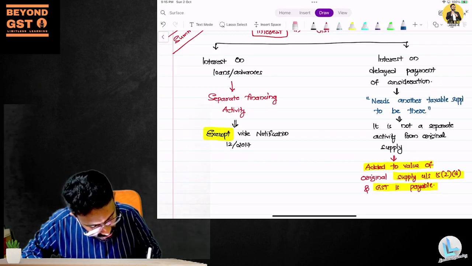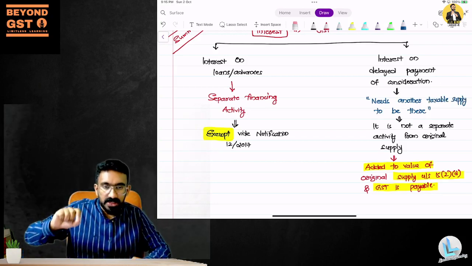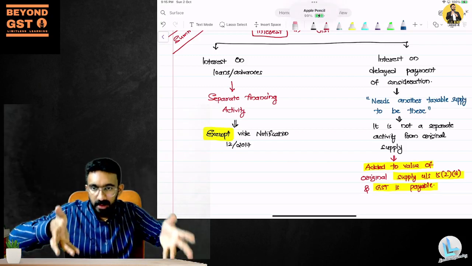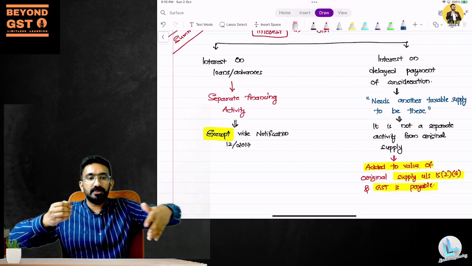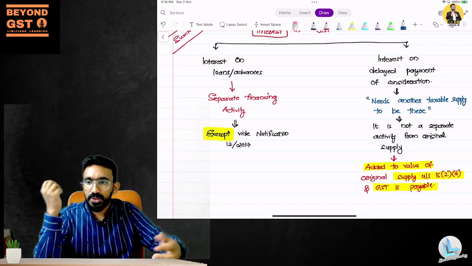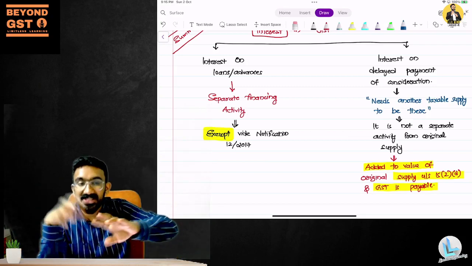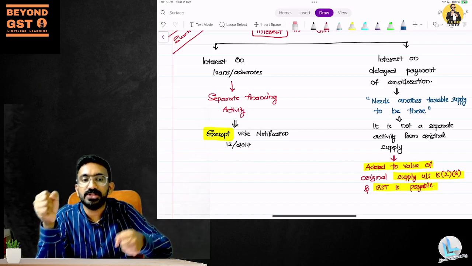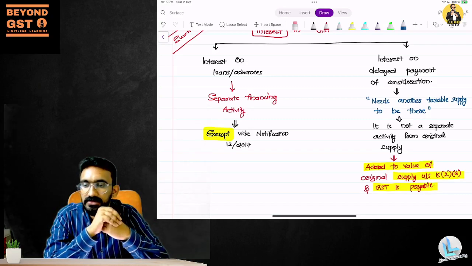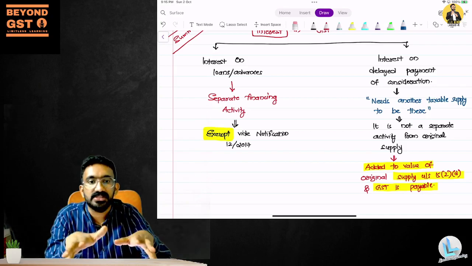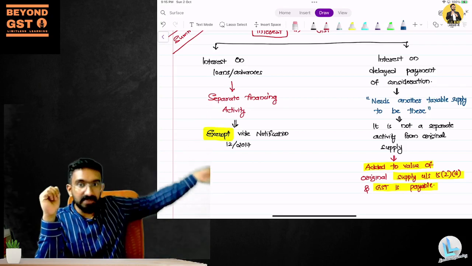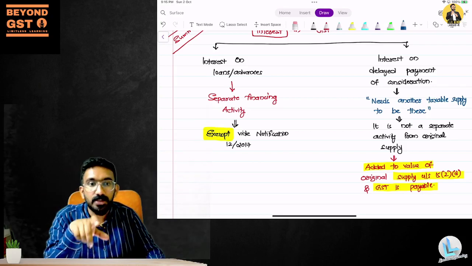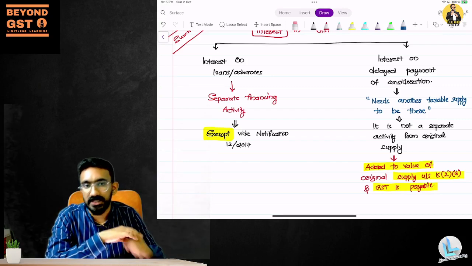So this interest on delayed payment of consideration means there's a taxable supply, say supply of a mobile phone, and you're not paying for this mobile phone on time. You're paying after 6 months. So there's a delay. On that, I'm charging an interest. Is that interest subject to GST? The answer is yes, because that will come as the second branch. That will be added to the value under section 15(2)(d).